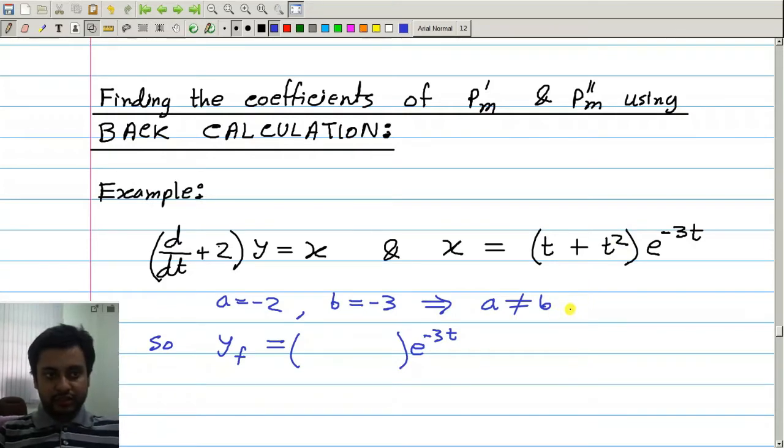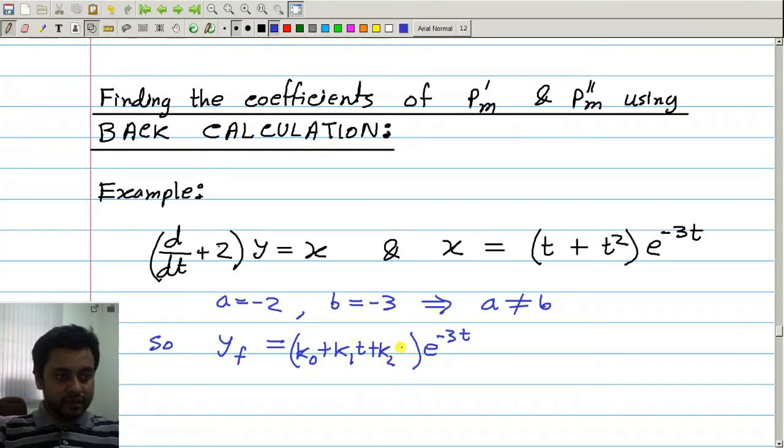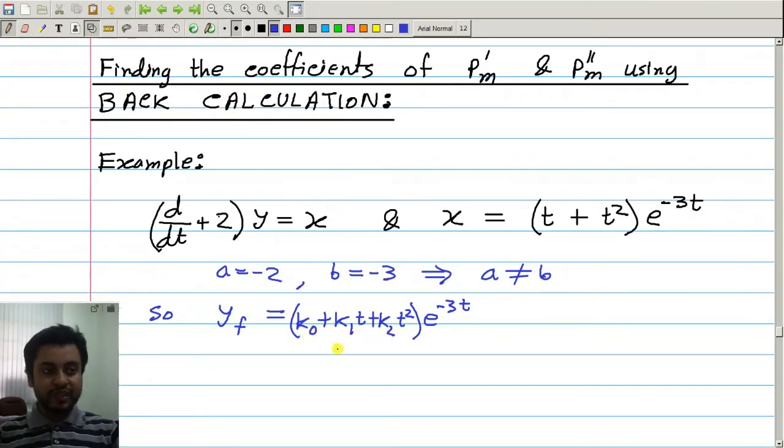because the polynomial in the input has degree 2. So let me write here k0 plus k1t plus k2t square. So output will be definitely of this form. Now what will be the value of k0, k1, k2?